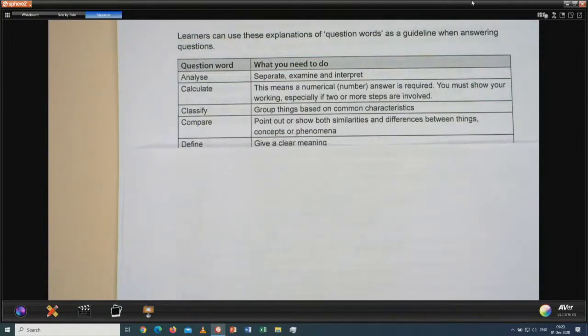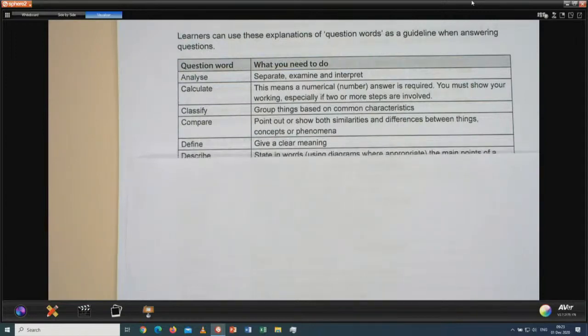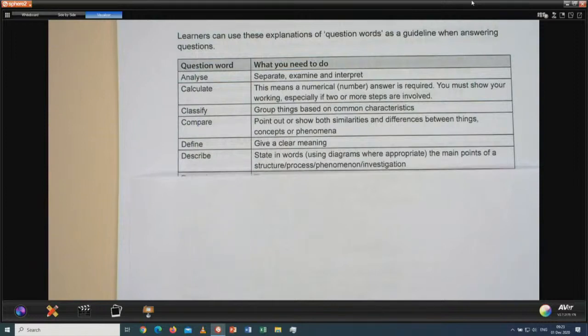Okay, we go to the next one, define. With a definition, you give a clear meaning. I think this one is clear. And then we go to the next one, describe. You state in words, using diagrams where appropriate, the main points of a structure, process, phenomenon or investigation.